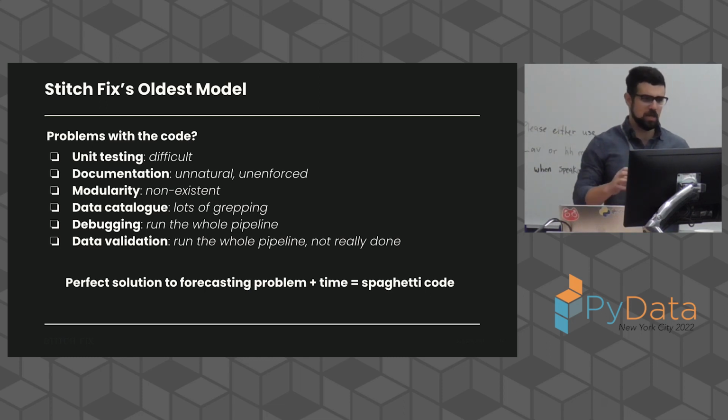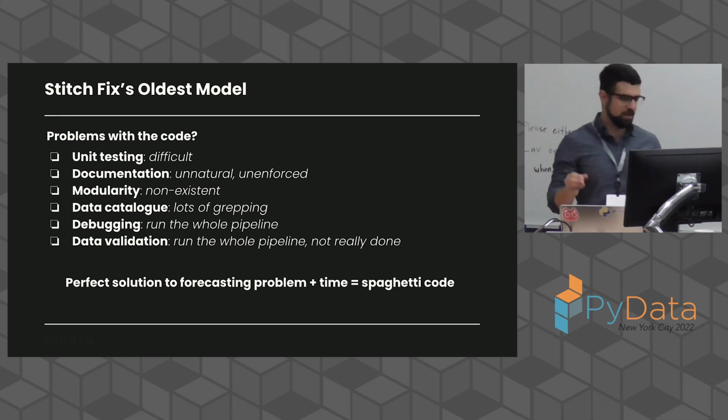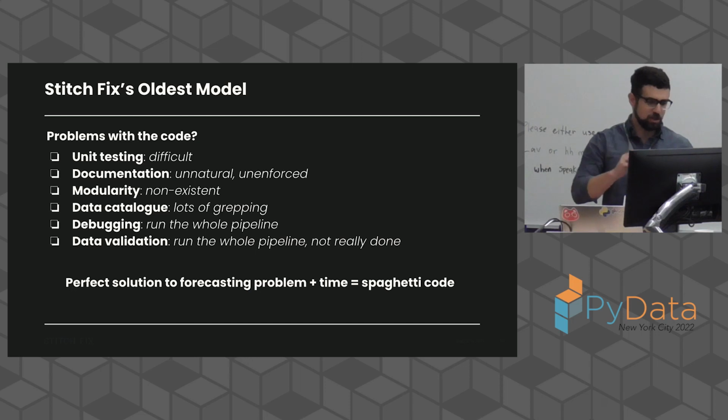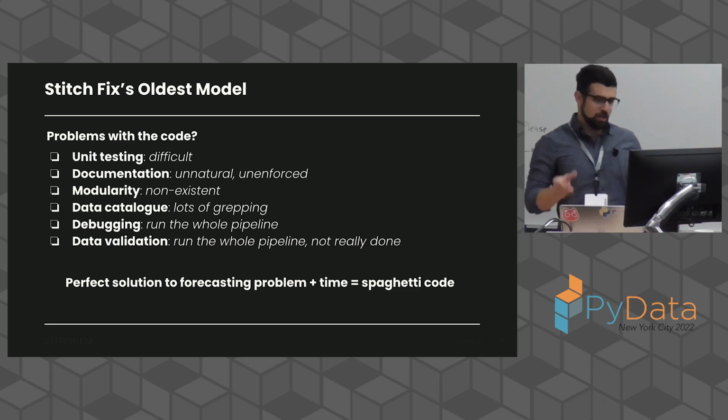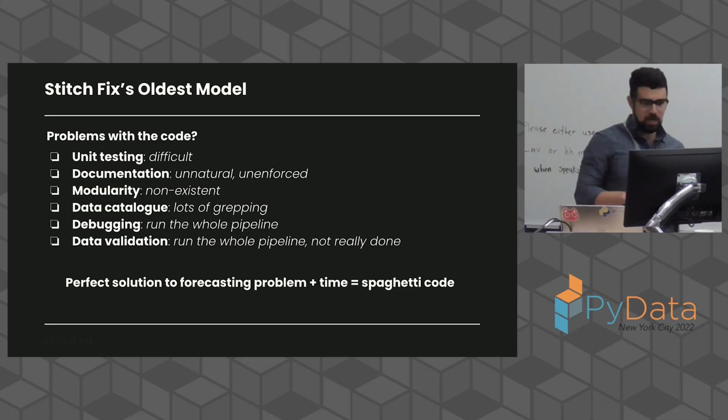Modularity, not particularly there. It's all big scripts that you can loosely couple together, or fairly tightly coupled together, actually. There's no real data catalog, so to figure out, you'd have to do a lot of grepping, look at like 7 places this column was modified. To debug, you had to run the whole pipeline. There was no way to just run one column and see what happened.